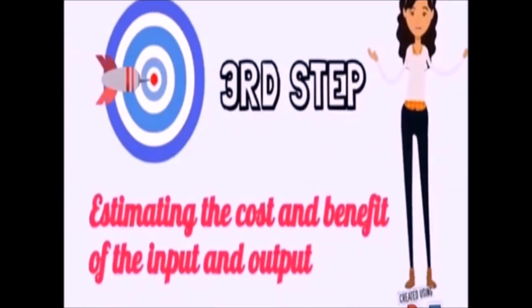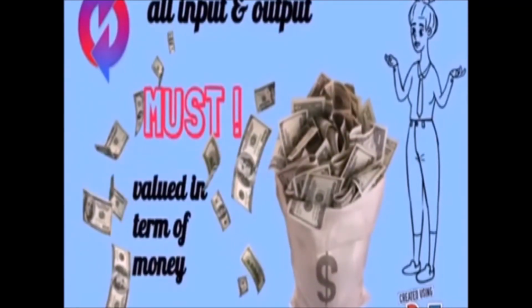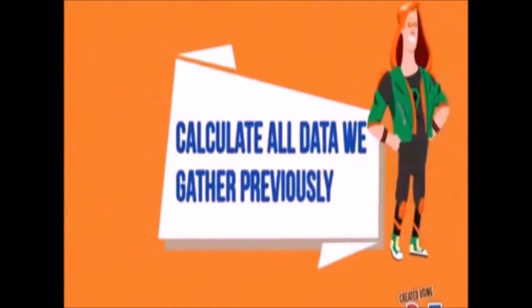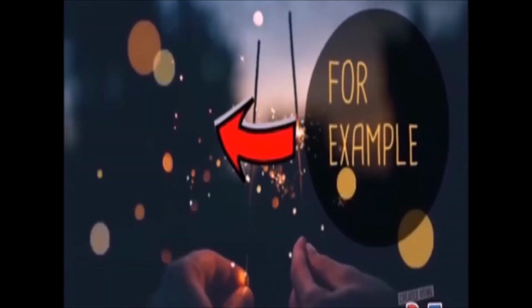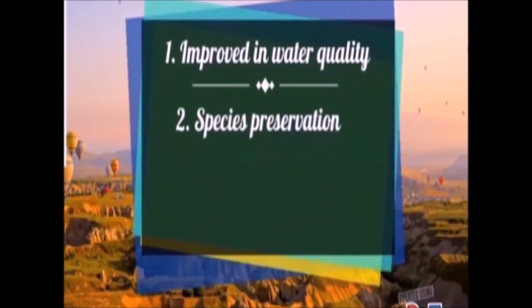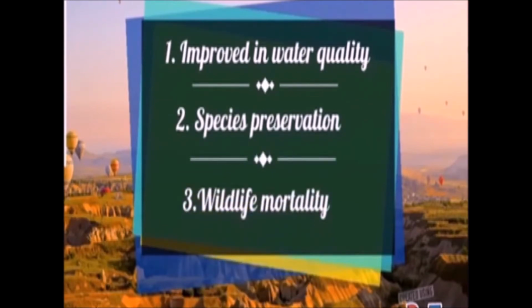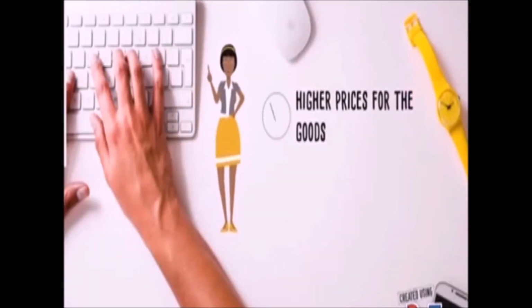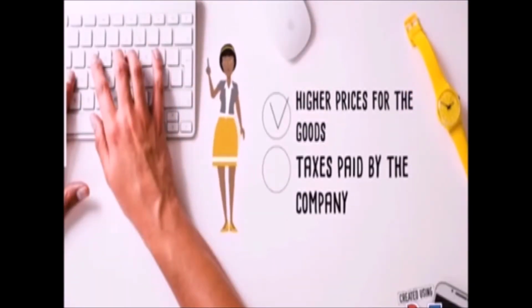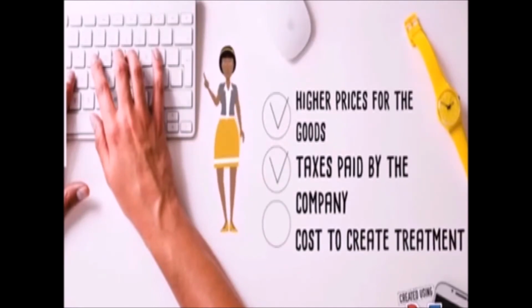This step is very important because in using cost and benefit analysis, all the input and output must be valued in terms of money. Thus, this step is to put all the data we gathered previously in value, hence measuring the cost and benefit of it. For example, the benefits arising from this analysis probably include improvement in water quality, species preservation and reduced wildlife mortality. And the costs incurred are higher prices for the consumer for the goods and taxes paid by the company to the government, cost to create a water treatment plant and cost to practice healthy disposal from the factory.